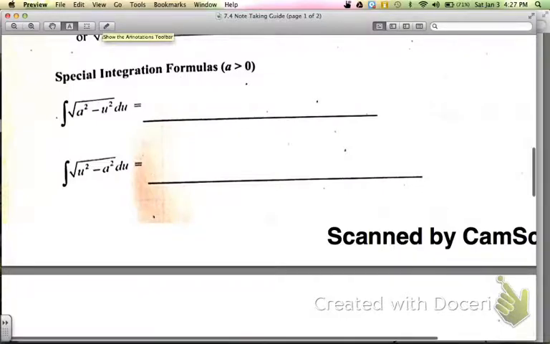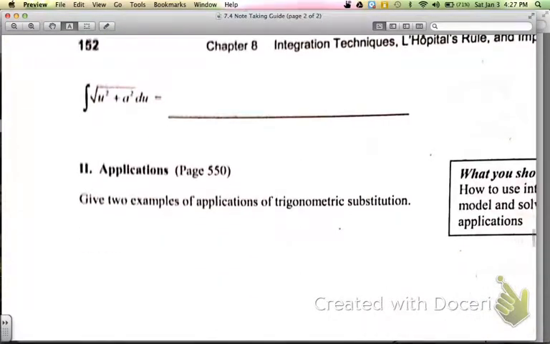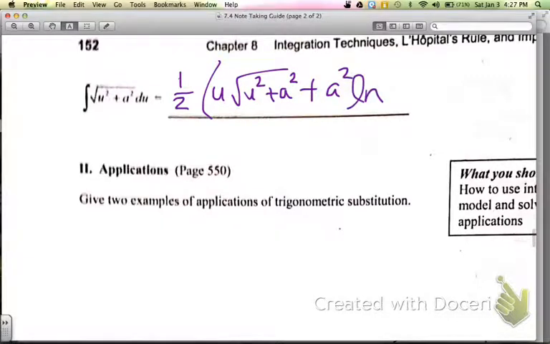On the second page, our third example, it's a little bit difficult to see, but it's u squared plus a squared. So the integral of the square root of u squared plus a squared du would be 1/2 times u times the square root of u squared plus a squared, plus a squared times ln of the absolute value of u plus the square root of u squared plus a squared, plus c. Now again, these are special integration formulas, so there are these special cases that you can use sometimes when they come up, but other times we're going to use these trig substitutions to not have a shortcut.